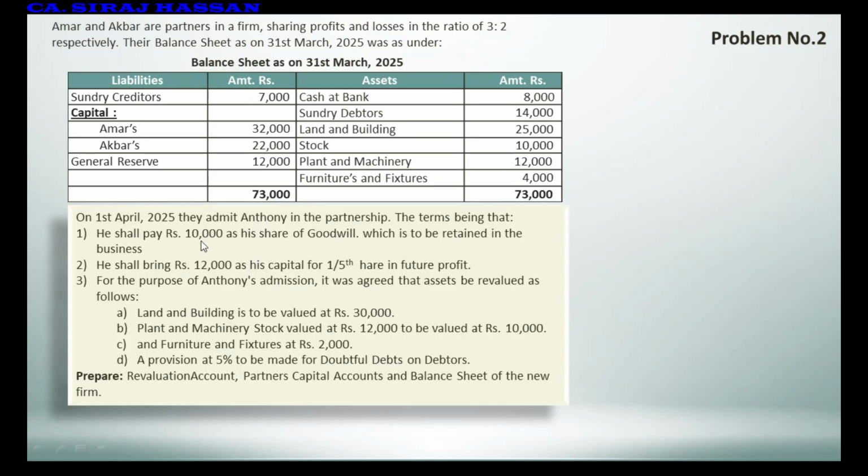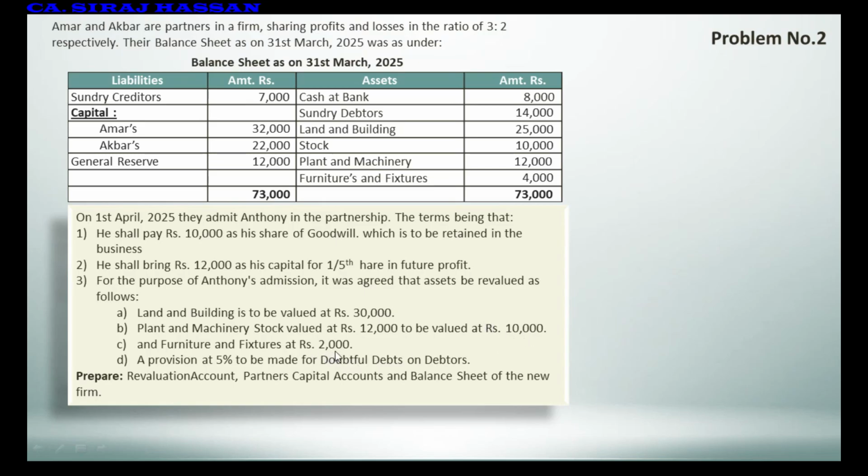Anthony is going to bring 10,000 as a share of goodwill which will be retained in the business. Then he will bring rupees 12,000 as his capital for 1/5 share. After that there will be revaluation of the assets. Land and building will be valued at rupees 30,000, which was earlier 25,000. Plant and machinery was earlier at 12,000. Now it will be revalued to 10,000.